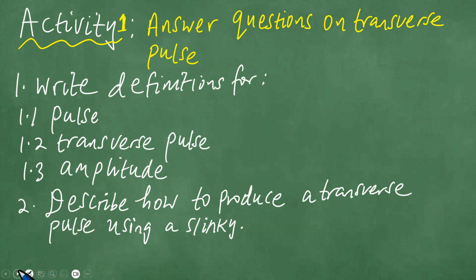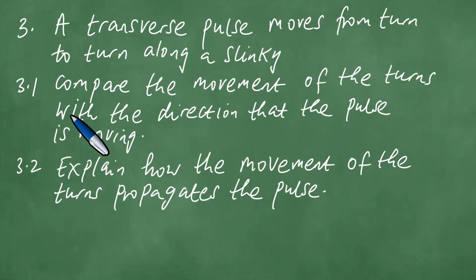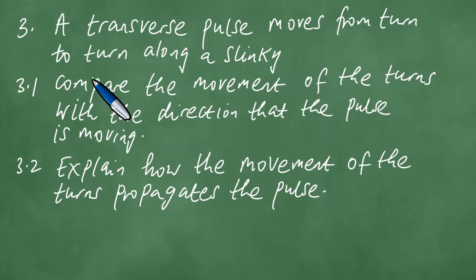Now, the next thing. A transverse pulse moves from turn to turn along a slinky. Compare the movement of the turns with the direction that the pulse is moving. That is the one we're discussing now, because we described how to produce a transverse pulse using a slinky.